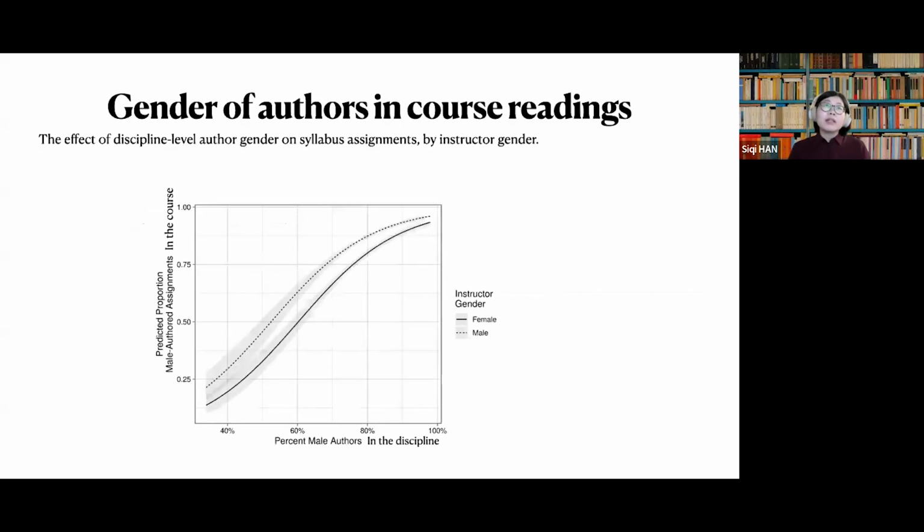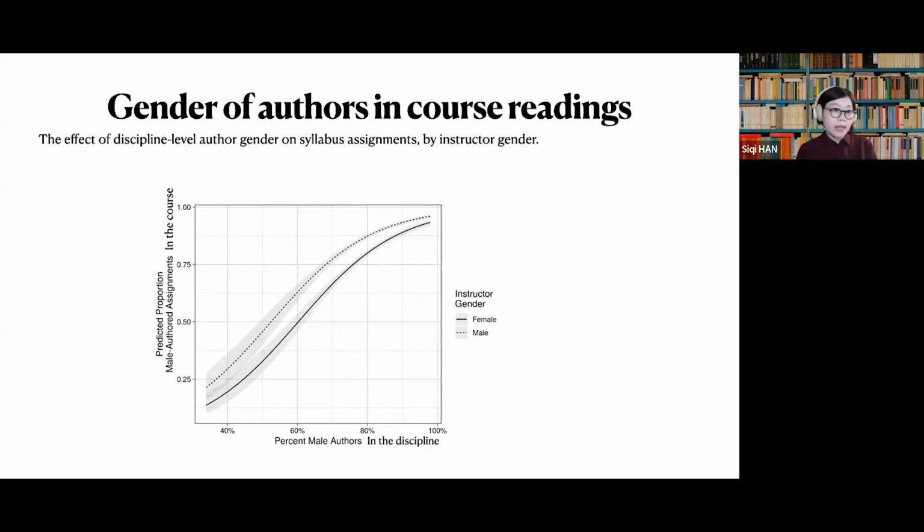So you can see here is a demonstration. This captures the correlation between the percentage of male authors in the whole discipline. You can see the x-axis here. And how is that related to the predicted proportions of male authored reading assignments in the course?